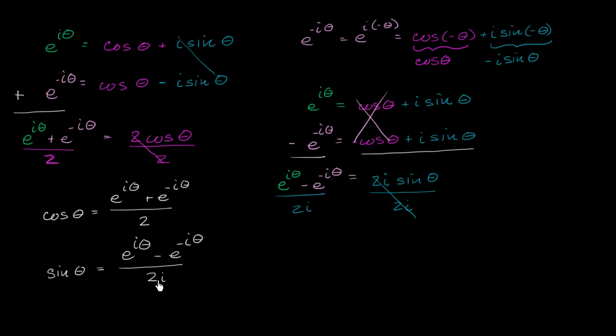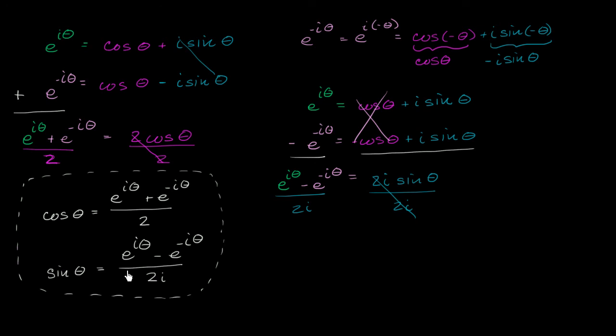And if you don't like that i in the denominator, you can multiply the numerator and the denominator by i. This will become a negative. You'll have the i in the numerator. But either way, you will have the same expression. All I can say about this is that it's just kind of interesting. It's a fun exploration of mathematics. But maybe there's something neat about the structure of these functions.